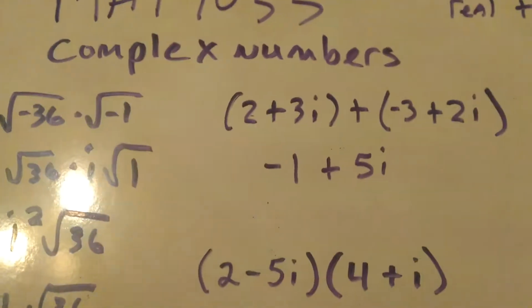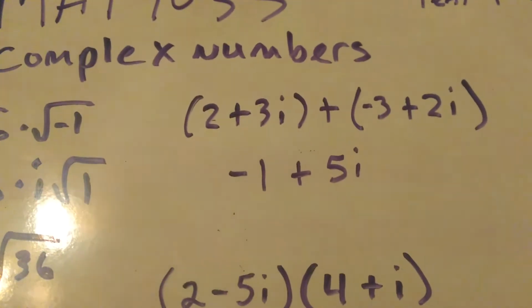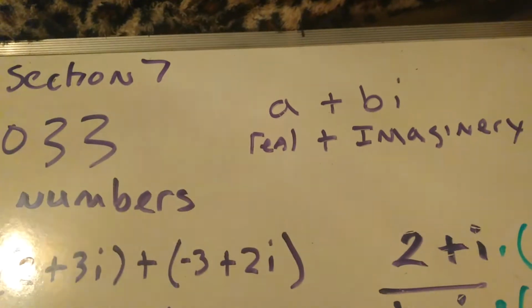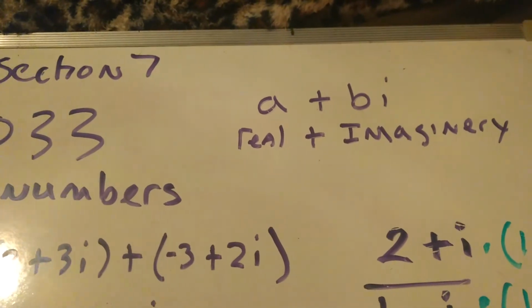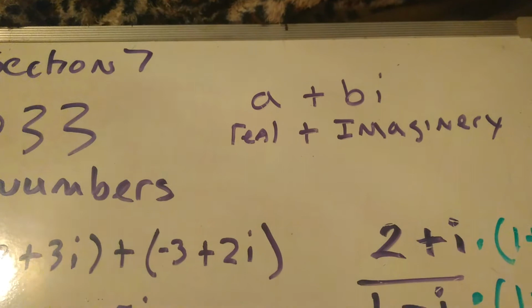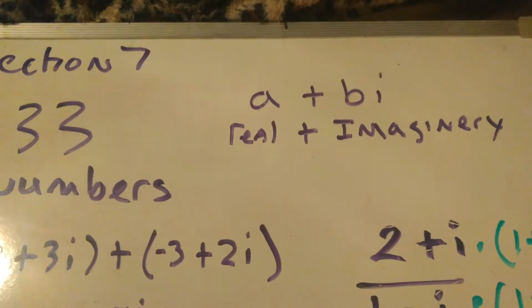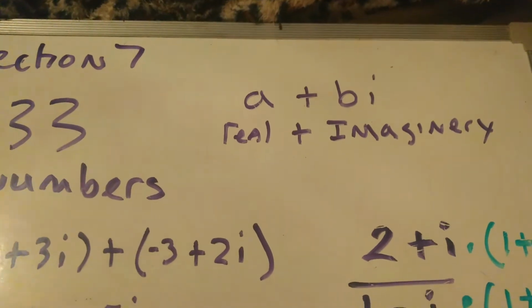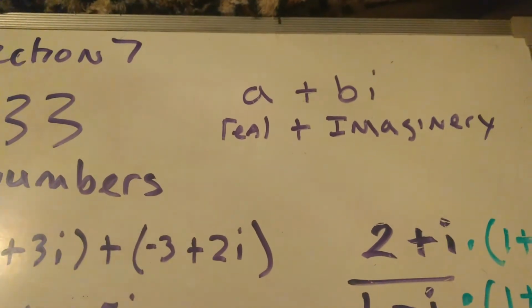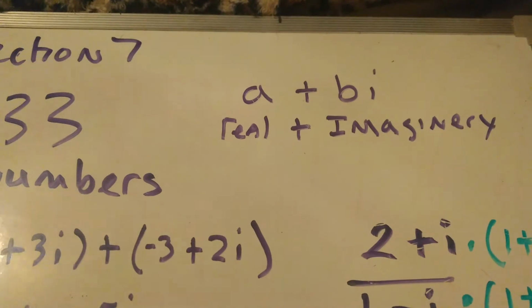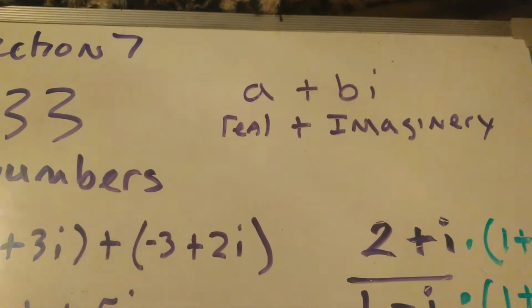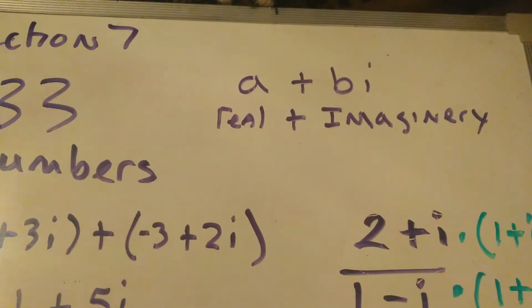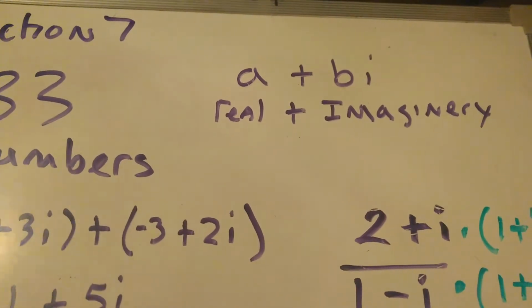If I come over here and I add or subtract complex numbers, now remember, a complex number is where we have an imaginary and a real number added or subtracted together. When we have this format, the real number always goes in the front, the imaginary in the back. That's the reason they have a plus bi. The a represents the real number, the bi represents the imaginary. Together, a plus bi is a complex number.